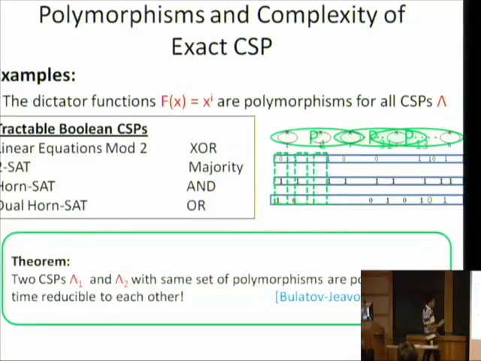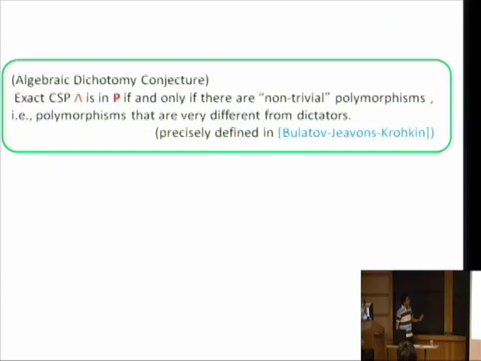So, actually, I think this is shown by Jeavons first. The fact that the polymorphisms determine the complexity of a CSP. So if you have two CSPs, lambda 1 and lambda 2, with the same set of polymorphisms, they are polytime reducible to each other. So this is what determines the complexity. So we know what determines the complexity here.